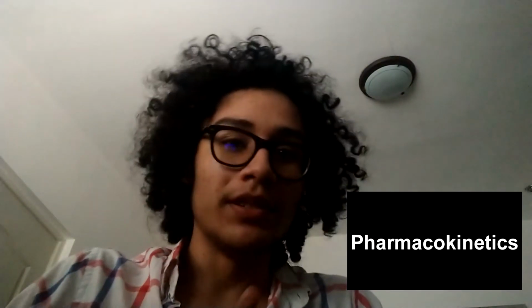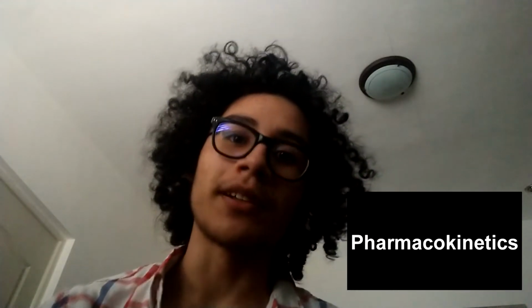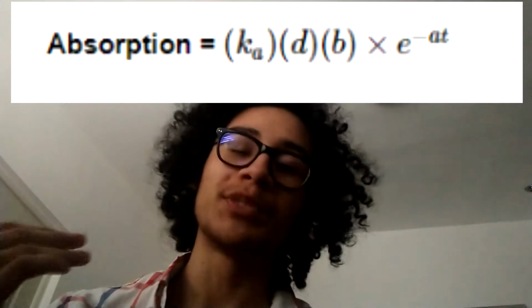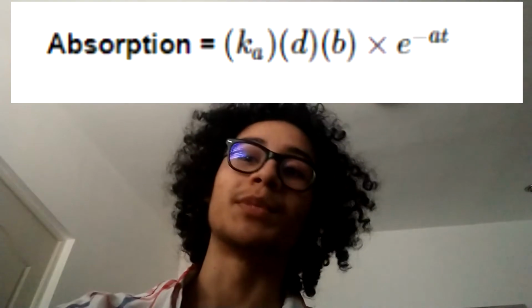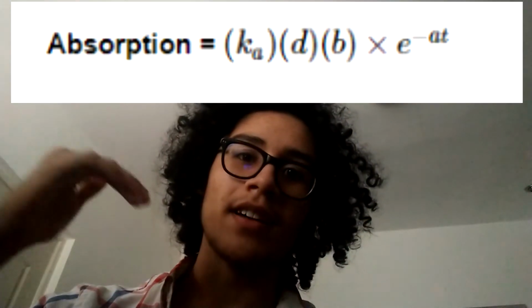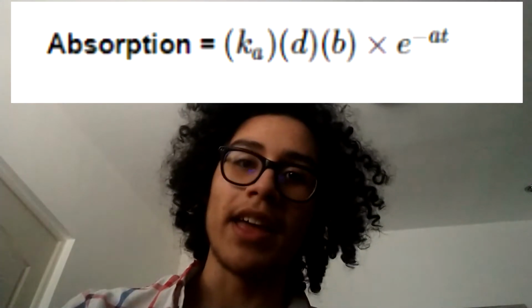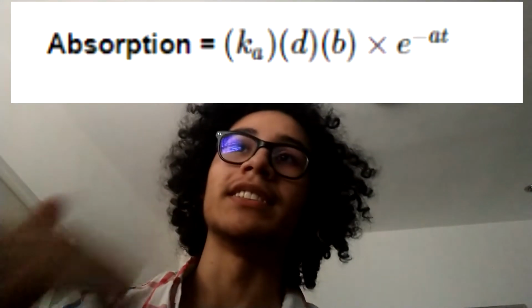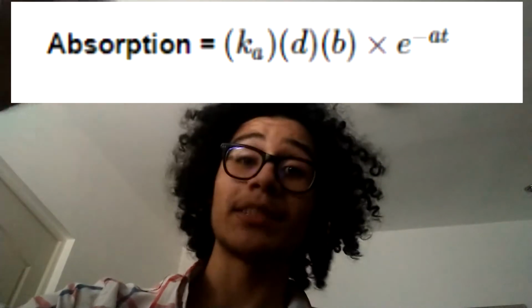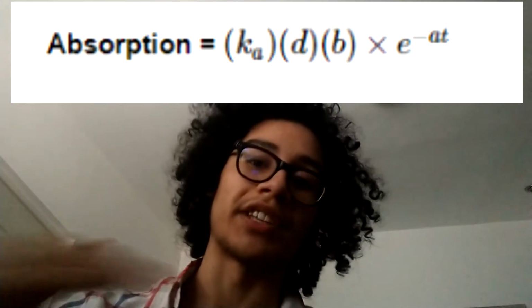Calculus is also useful in pharmacokinetics, which is used to calculate the course of a drug through the body. There are many formulas, such as the formula for absorption, which uses the absorption constant of a drug, the dosage of the drug in milligrams, and bioavailability, which is the amount of the drug that has been absorbed over the total amount of drug in the body.